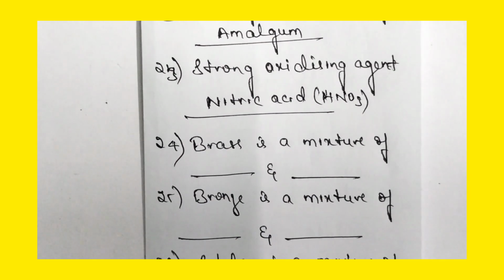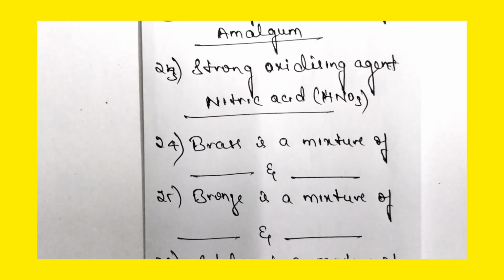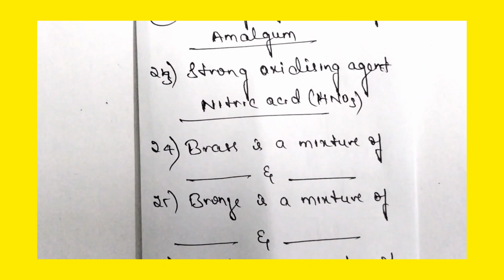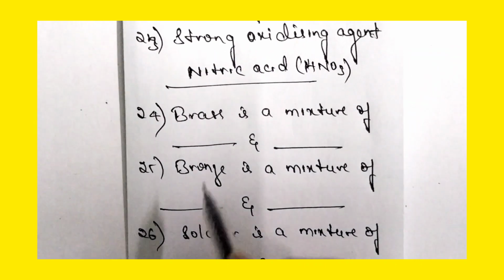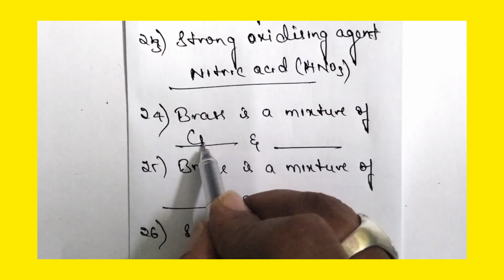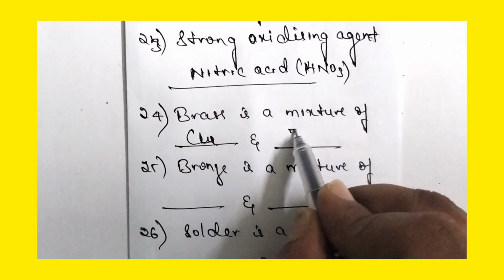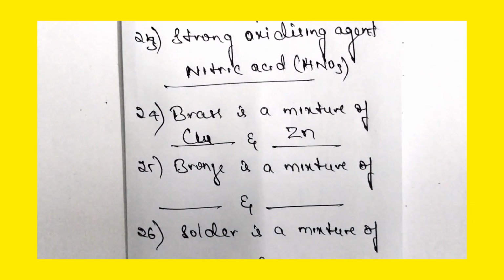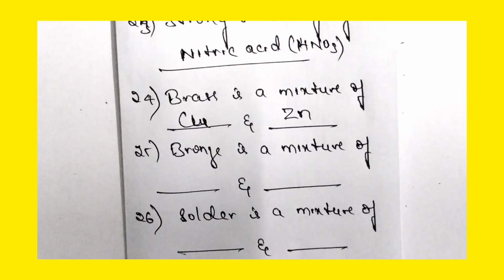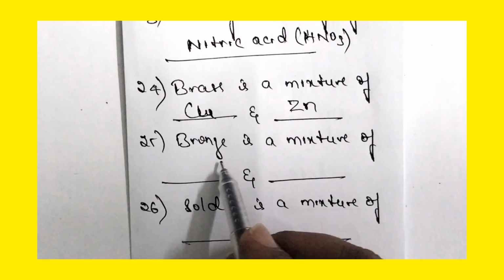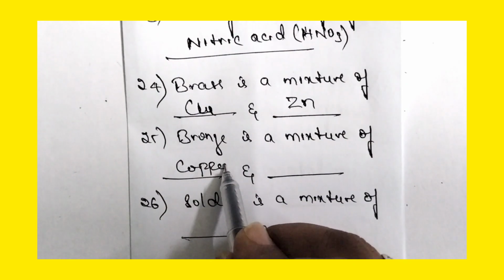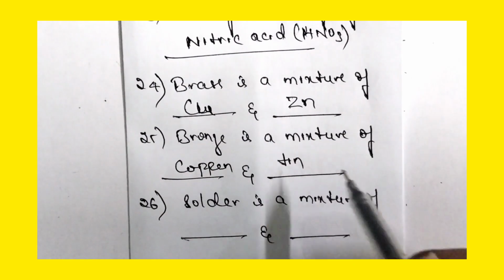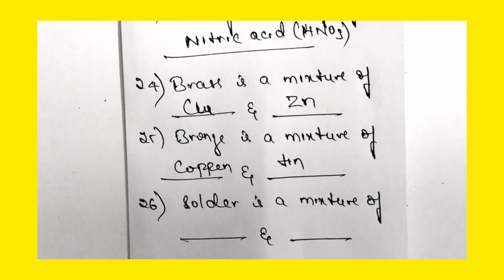Then coming to the 24th question. In the 24th question, brass is a mixture of dash and dash. So brass is a mixture of, one is copper, another one is zinc. So brass is a mixture of copper and zinc. Then bronze. Bronze is a mixture of one is copper, another one is tin. So it is a mixture of copper and tin.